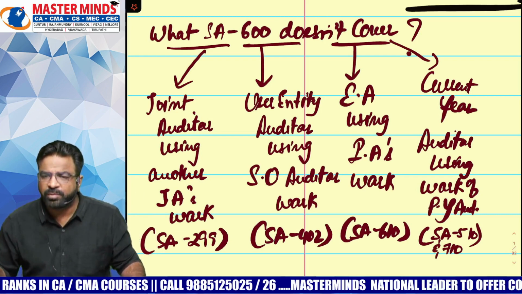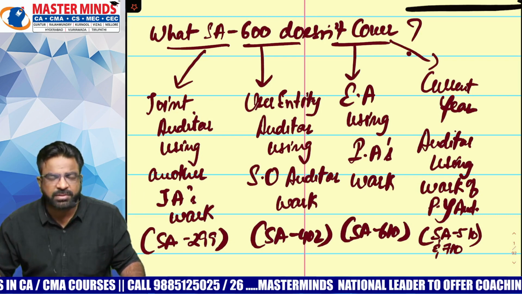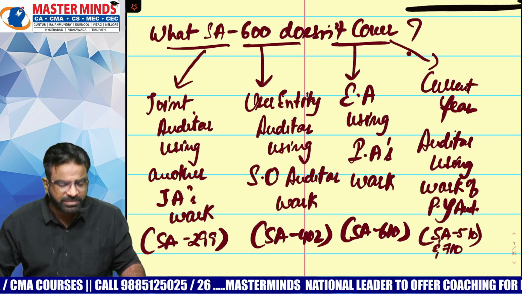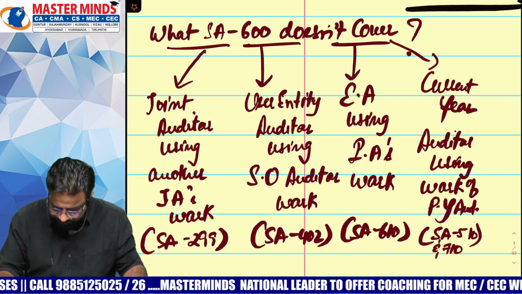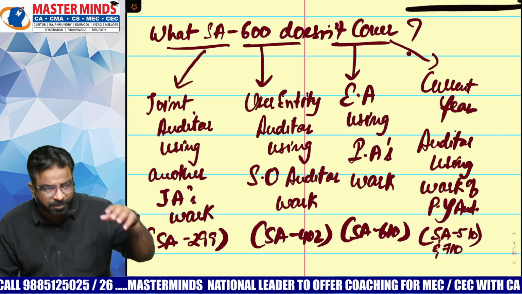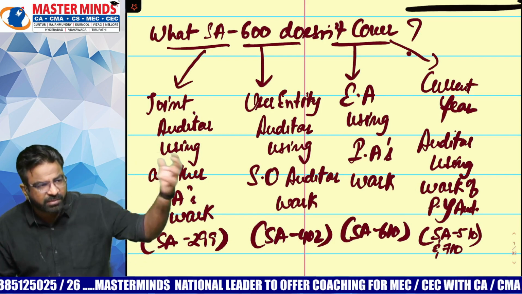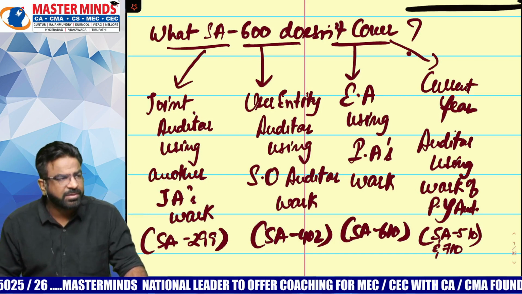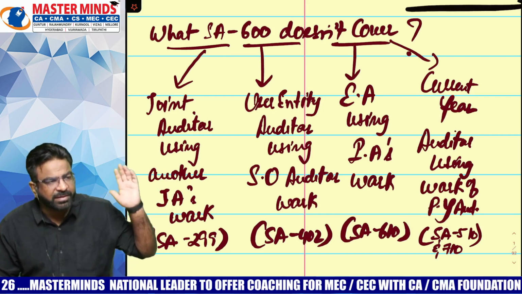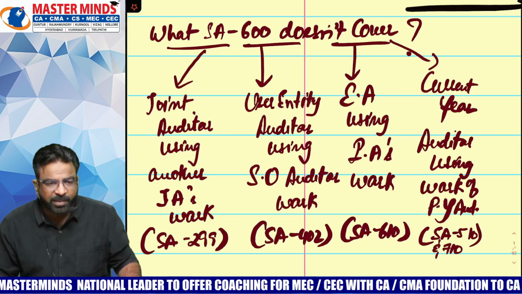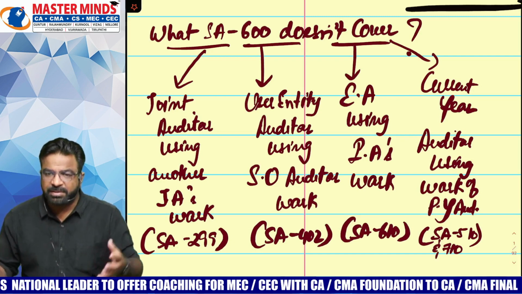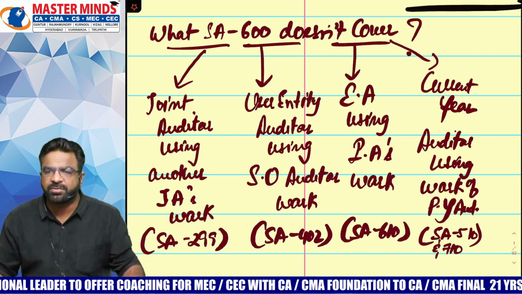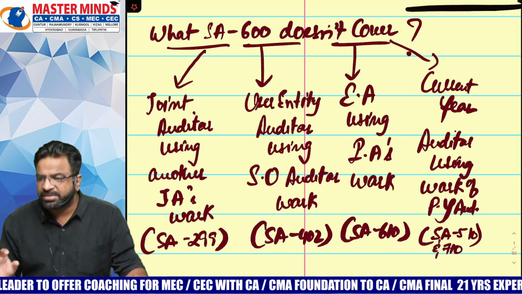And one more point. If you are using the work of, for example, 299, 402, 610, and the current year auditor using the work of the preceding year auditor's work, that is covered in 510 and 710. So remember, it's not that any auditor using the work of another auditor. It's the principal auditor using the work of which auditor? Component auditor, which is covered in 600.